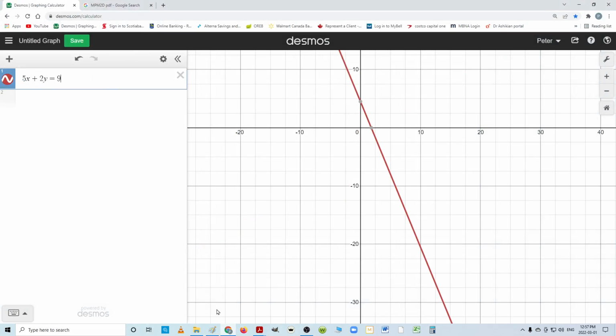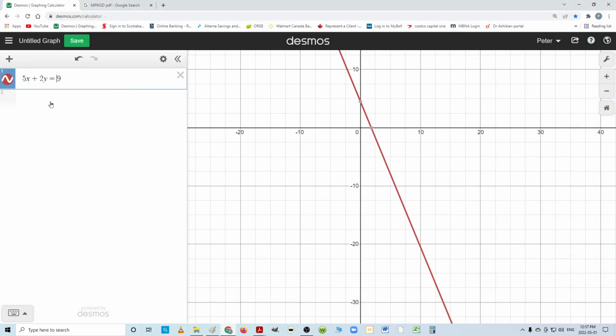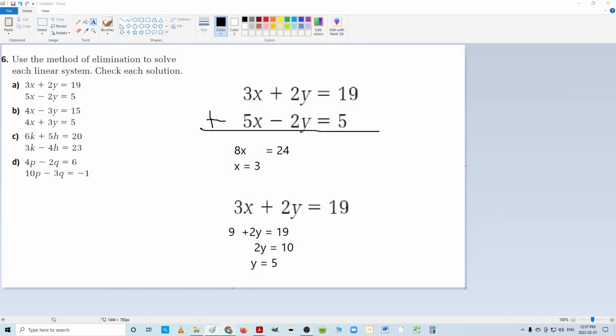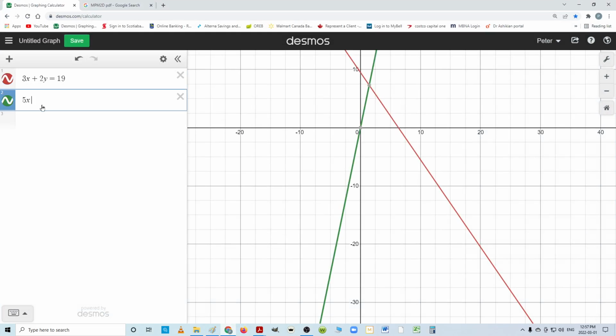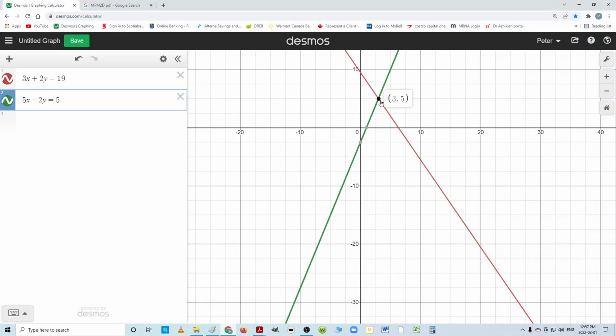So to see if that's true, we put one line into Desmos. 3x plus 2y is equal to 19. And then I put the other line in, 5x minus 2y equals 5. And I just got to see if they meet at 3, 5. And sure enough, they do.